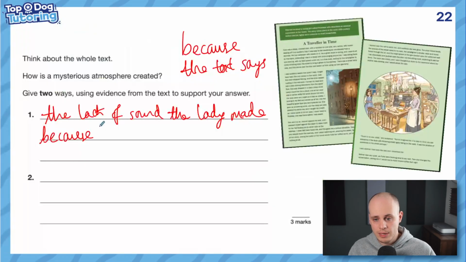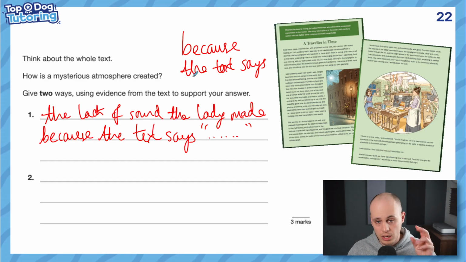I'm going to put in my answer because the text says, and then I put my quotation mark and I would insert exactly what I just showed you there. And that way I'm guaranteeing myself the 2 marks for that first statement. And now I know all I need to do for this second one is just say something that's correct, even if my evidence is not that good.